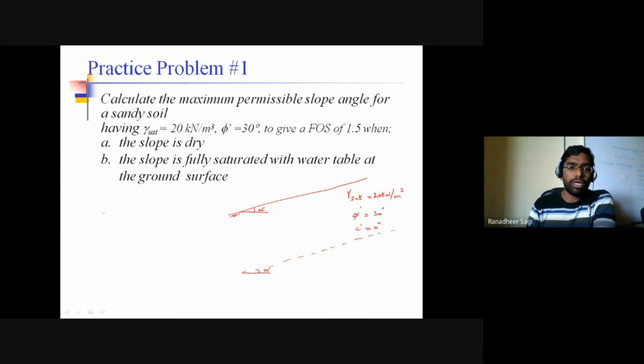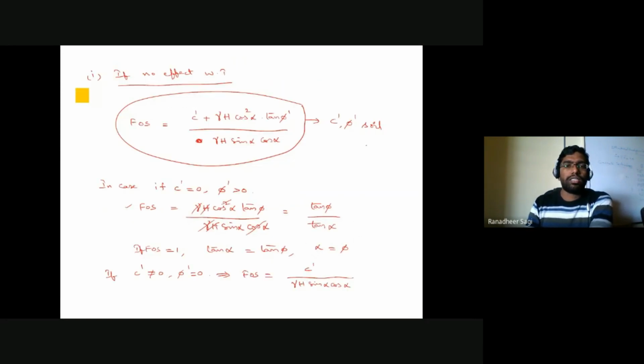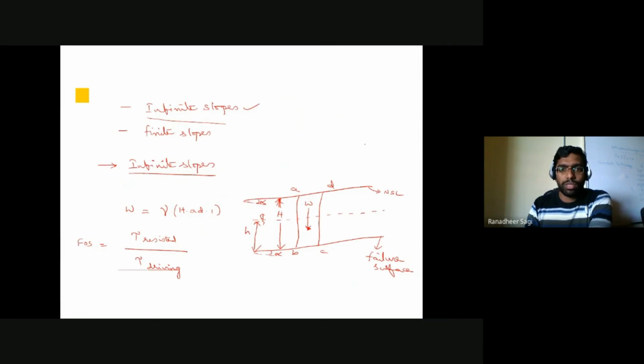In case 1, it is said that the slope is dry. When we say the slope is dry, it means that there is no effect of water table. Water table is either on or below the position of your failure surface. So the position of water table is equal to 0. If you go back to the expressions we have discussed about the infinite slope, this is the expression we had with no effect of water table, if I am correct.